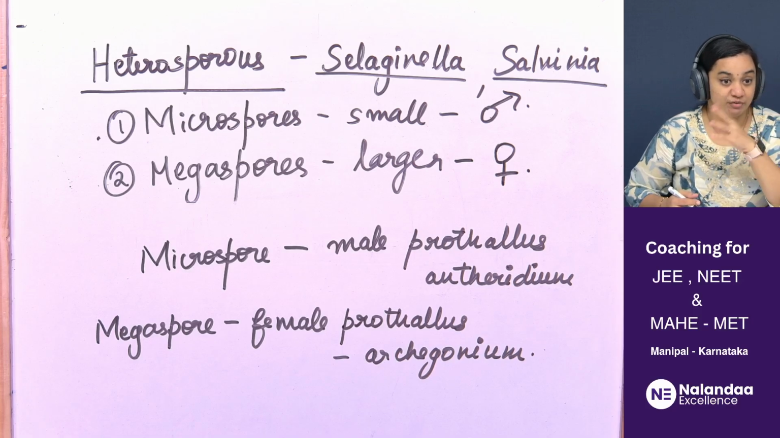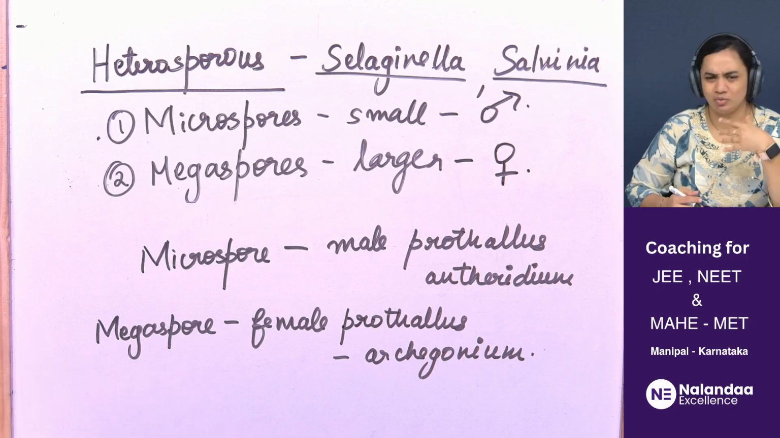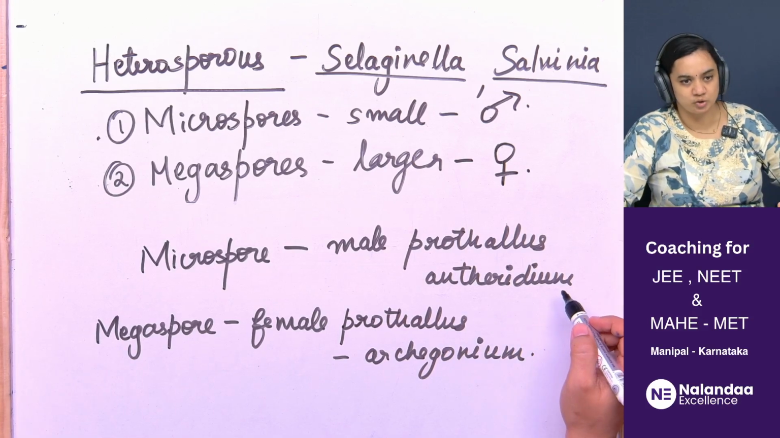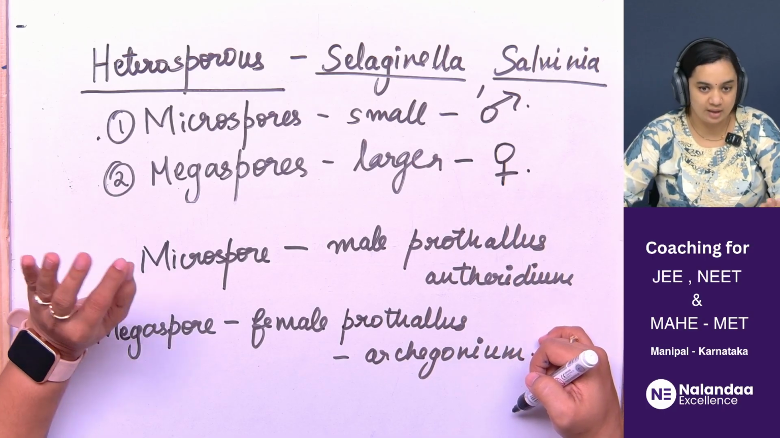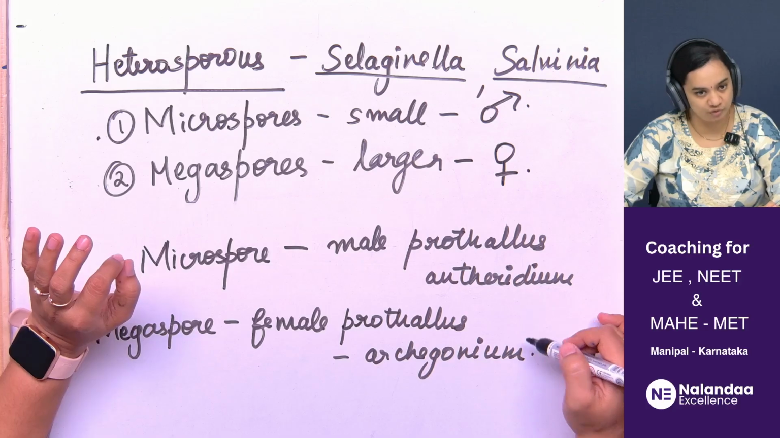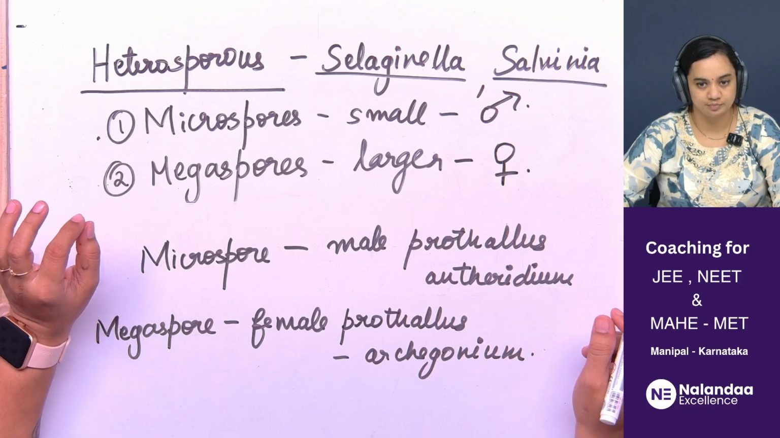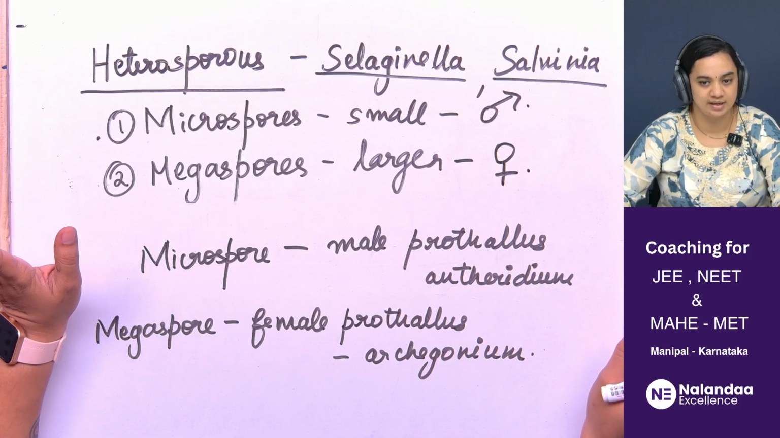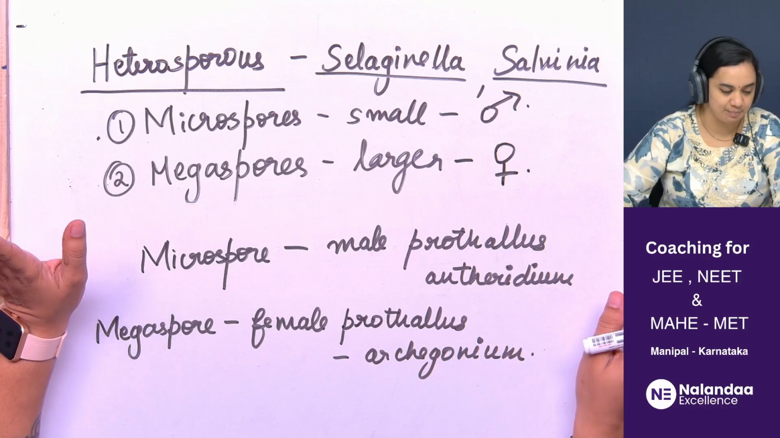So there is difference in the type of prothallus also. Now coming to the process of fertilization, that is pretty much the same. The antheridium will produce anthrozooids, male gametes. Archegonium will produce egg cell. They will undergo fertilization and there is going to be formation of a zygote, and the zygote will develop into the sporophyte. Is this clear? The process of fertilization is the same.